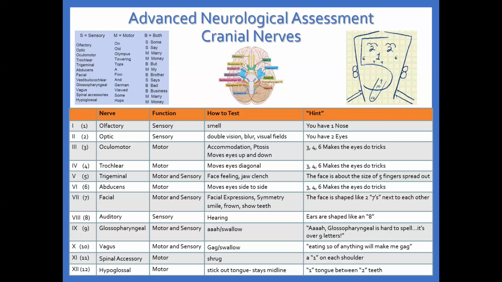So we have the vagus nerve and the glossopharyngeal nerve. Again, you can say or you can swallow, but honestly, when my patients are not drooling, I'm like, 9 and 10 are intact because they're swallowing. They're swallowing their own spit. It's an easy test.